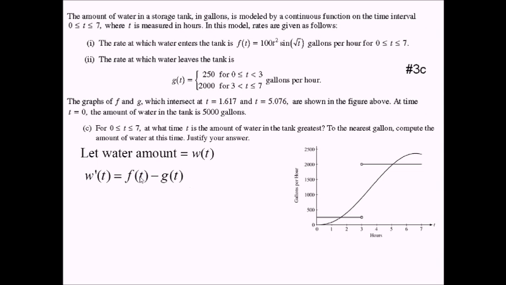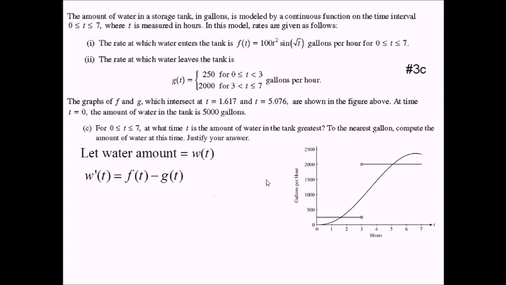We're going to have to keep in mind when we use this that g of t has two different rules depending on which interval we're in. All right, so we need to get some critical values for w prime, and we'll test those critical values along with the endpoints of 0 and 7 in W of t, whatever W of t looks like. Let me start by differentiating between two types of critical values. We have critical values where w prime is 0, and critical values where w prime is undefined. The critical values where this is 0 are places where f and g have the same value, for example these two intersections, 1.617 and 5.076.